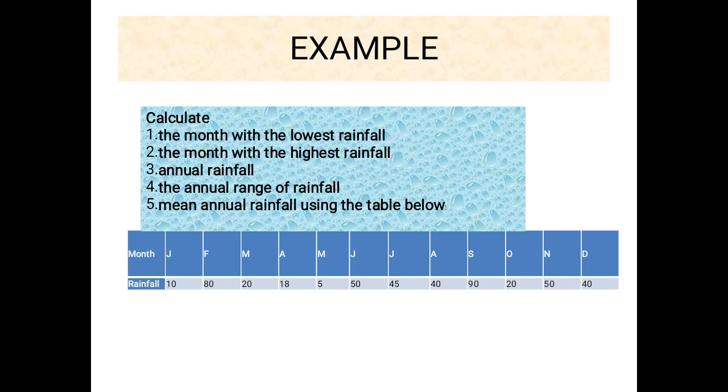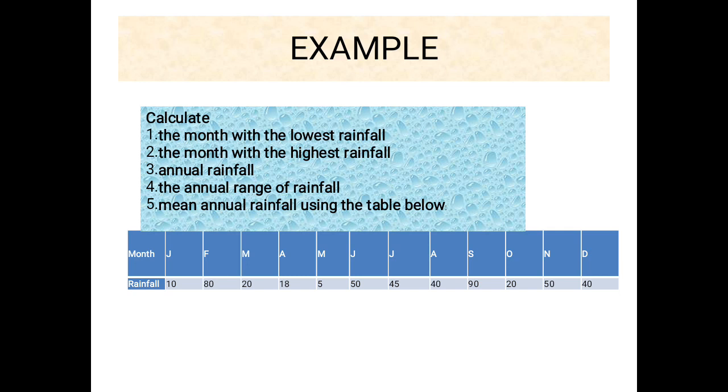Here is an example of calculation. If you look at the chart, number 1 is the month with the lowest rainfall. Number 2 is the month with the highest rainfall. Number 3 is annual rainfall. Number 4 is the annual range of rainfall. Number 5 is the mean of annual rainfall, using the table below. So let's now start our calculation by using the table below.